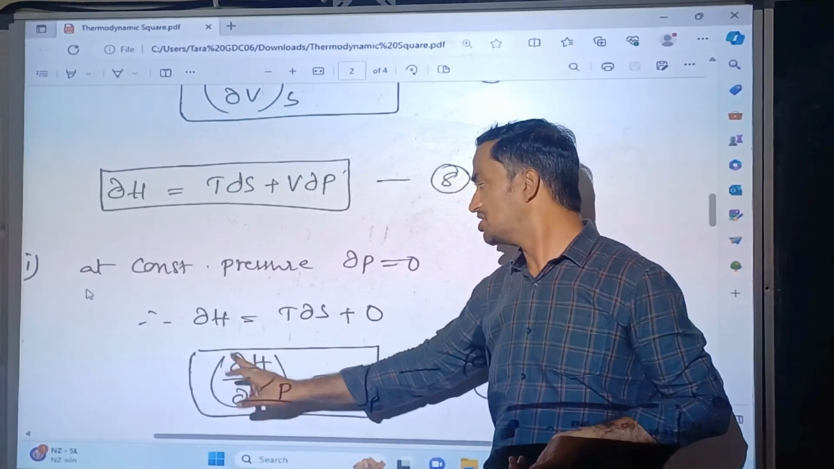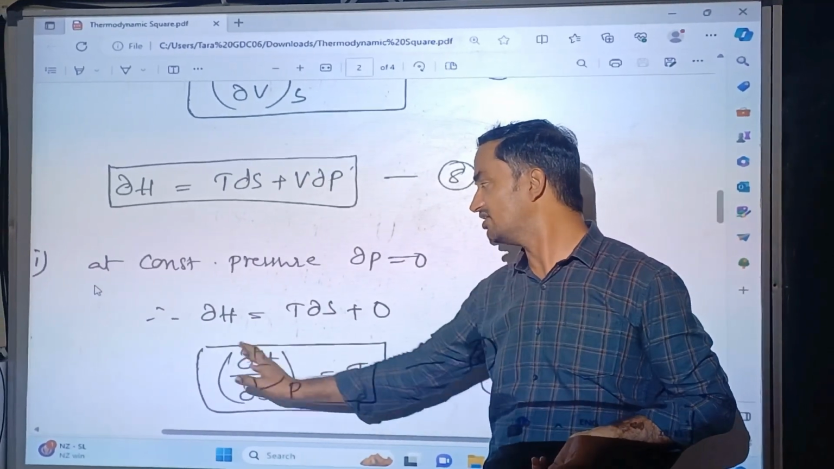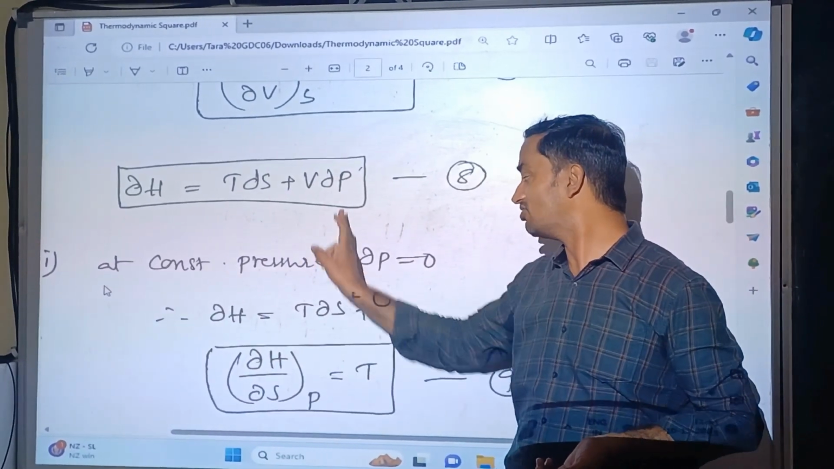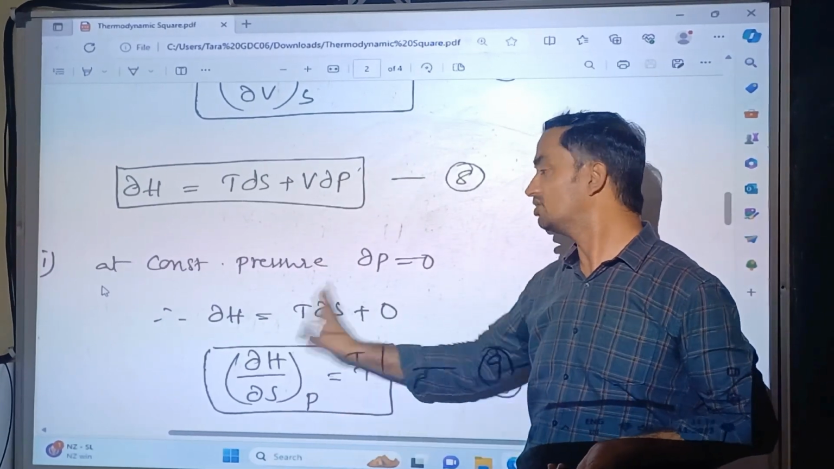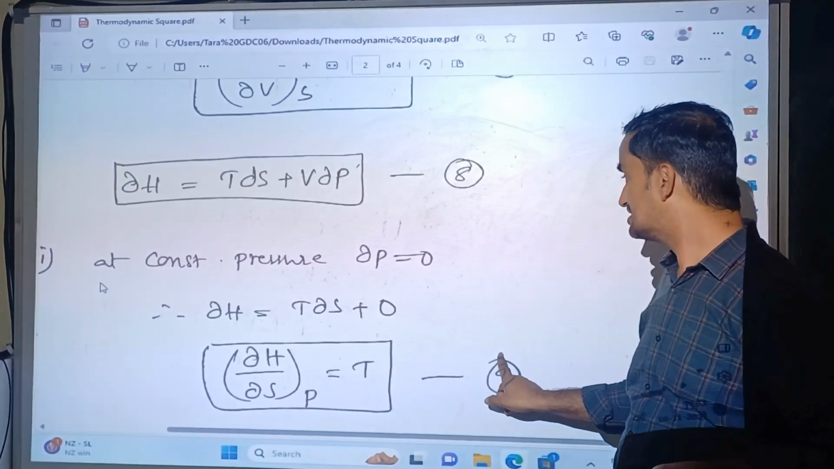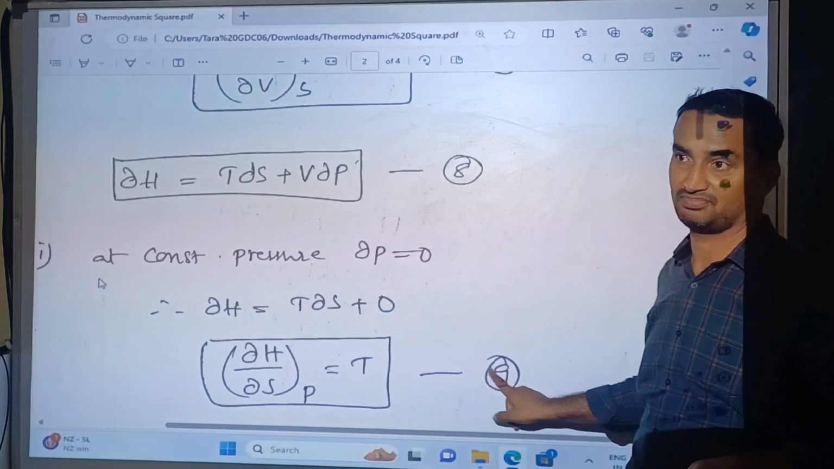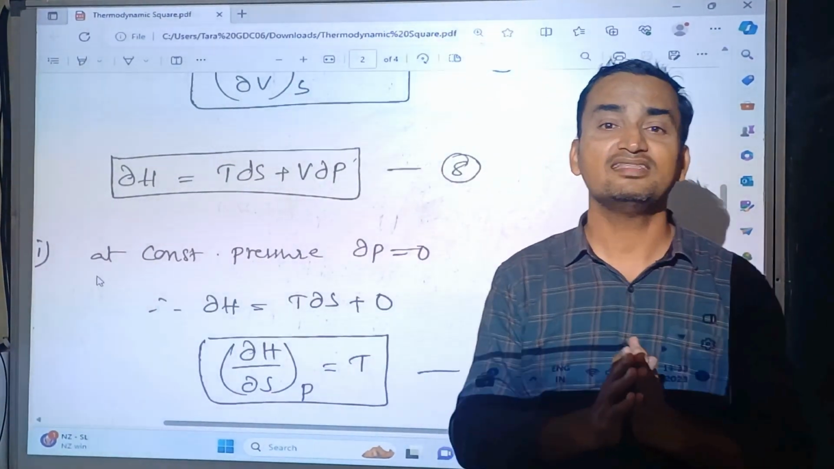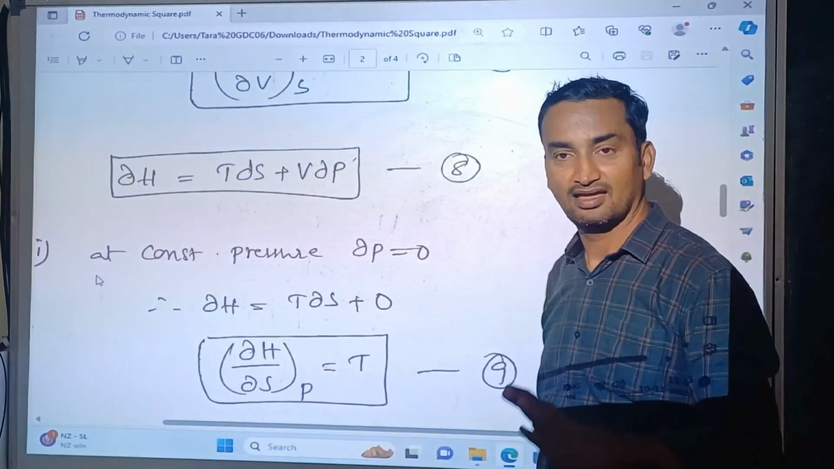Now ∂H by ∂S, if I take this to the left side, at constant pressure will be equal to temperature. So this is the 9th relation. So this one is the 9th relation, right?